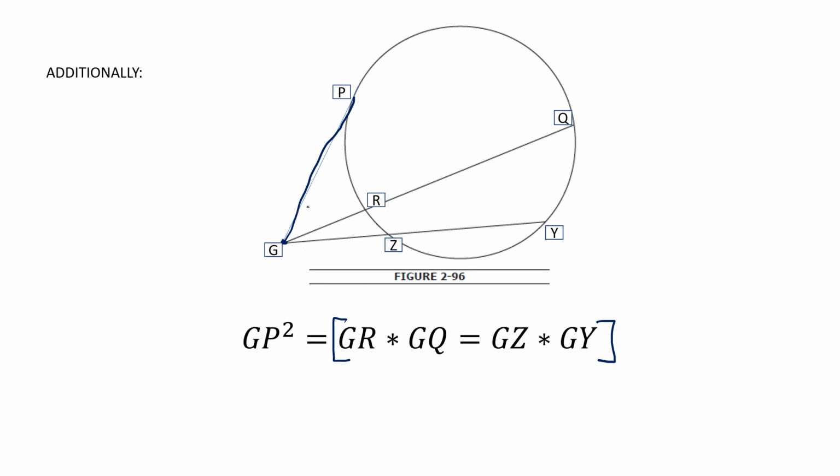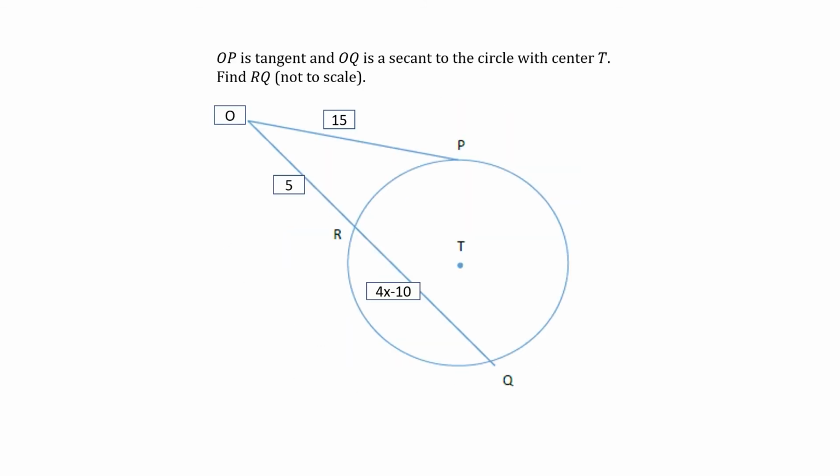And I'm sure if you found some, like, I bet this is some sort of right angle you can make out of it, blah, blah, blah. It doesn't matter, just memorize that property. So let's use it. And I believe this is the last one for this new series of concepts. OP is tangent, and OQ is a secant to the circle with center T. We don't really care about T. I don't know why they include it, but whatever. Find RQ, not to scale.